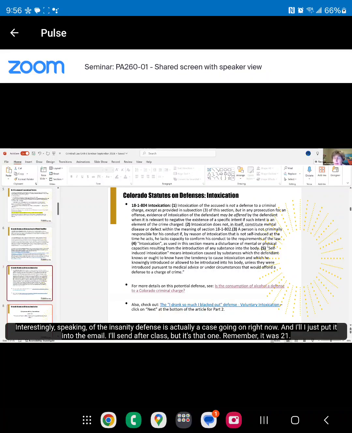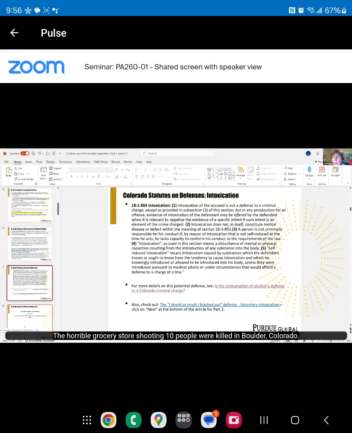Interestingly, speaking of the insanity defense, there's actually a case going on right now, and I just put it into the email I'll send after class. Remember, it was 2021, the horrible grocery store shooting. Ten people were killed in Boulder, Colorado. The defendant is pleading insanity. So that would be an interesting case to look at.